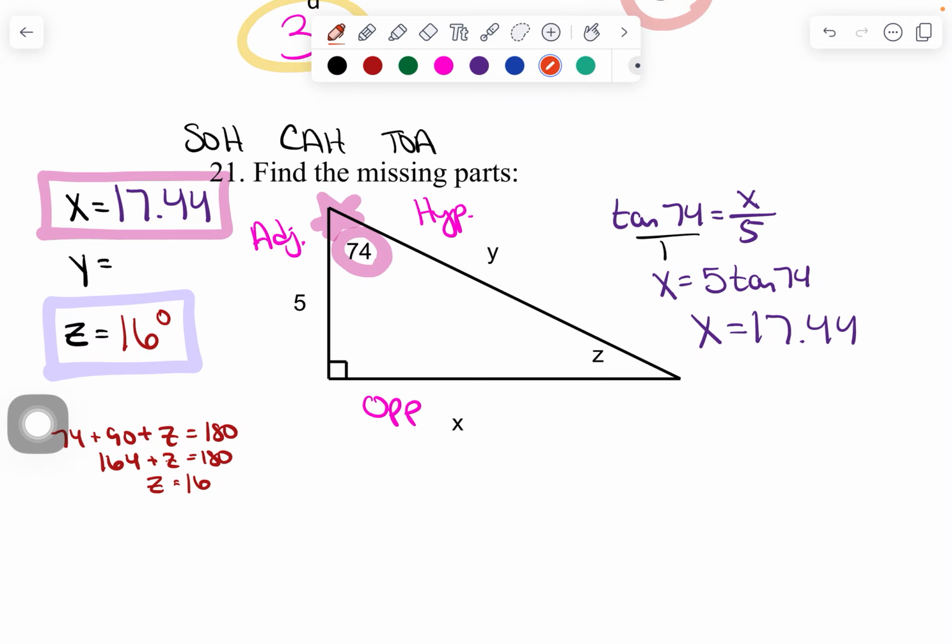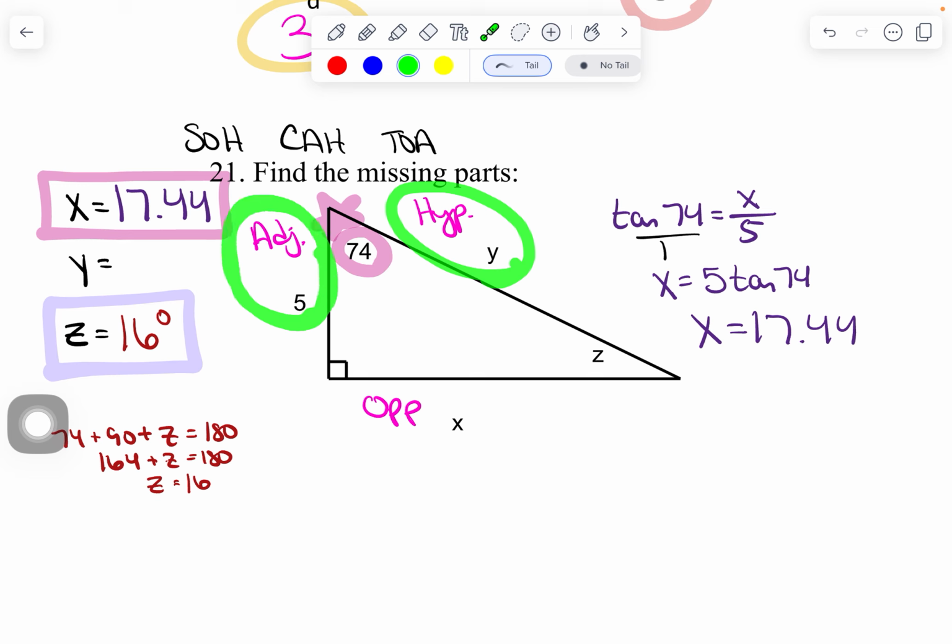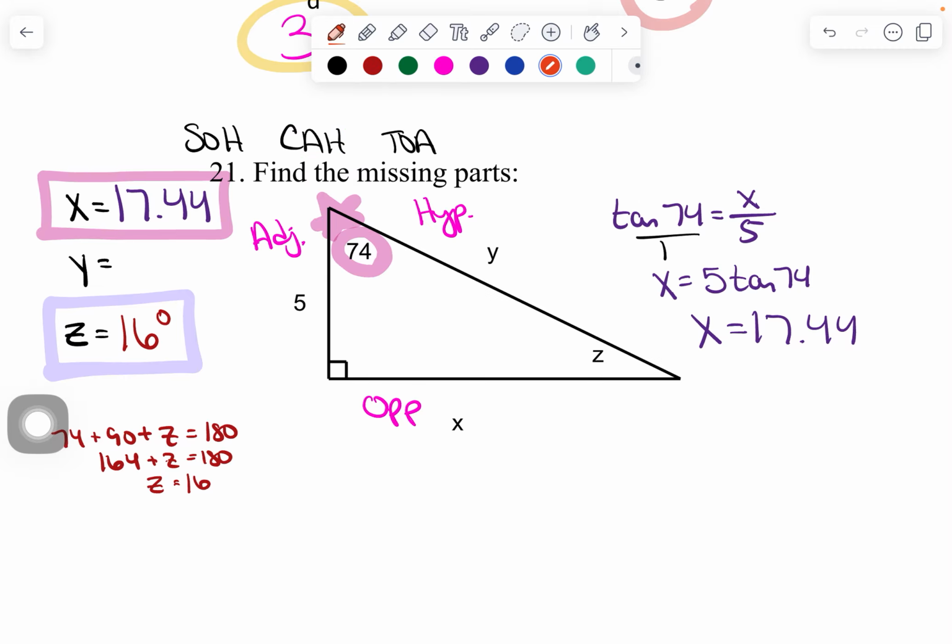Okay, and then I also want to set up an equation to figure out what Y is. So I know Y is the hypotenuse. I'm going to keep using that adjacent side of 5. Which of my trig functions uses adjacent and hypotenuse? That is the middle one, which is CAH, and that is for cosine. So the cosine of 74 equals the adjacent side, 5, over the hypotenuse of Y. We're going to cross multiply this one like we cross multiplied the last one. 1 times 5 makes 5, and Y times the cosine of 74.